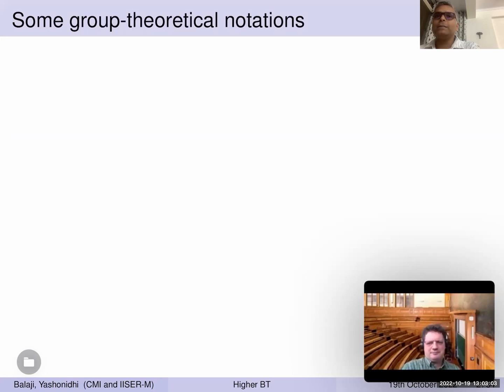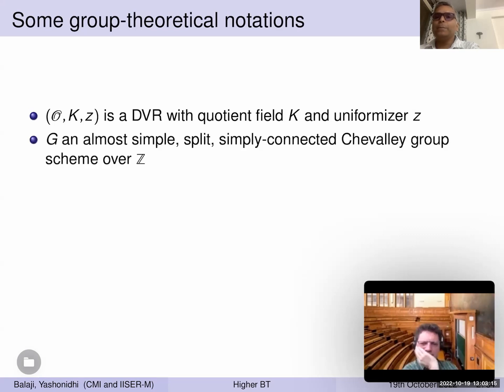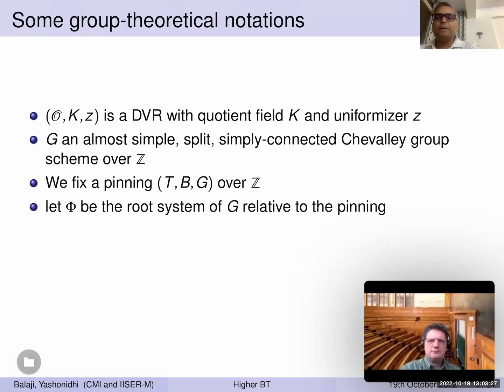Theoretical notations. O is a discrete valuation ring with quotient field capital K and uniformizer Z. G is an almost simple, split, simply connected Chevalley group scheme over Z. We'll fix a pinning T, B, G over Z. Let Phi be the root system of G relative to the pinning.